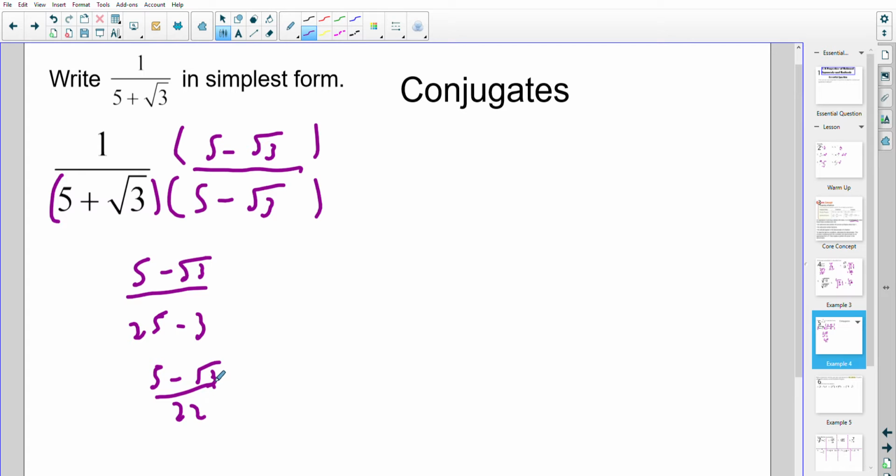Now, always check and see, can you simplify this? Does anything go into the 22 or number here? If you make this into two fractions, can it be simplified? And the answer is no on this one, so this would be your final answer.